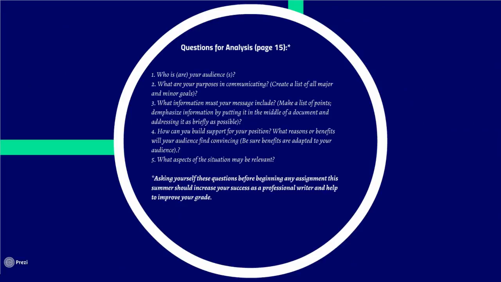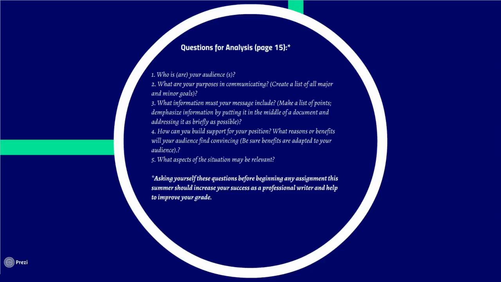So one of the most important parts in this first chapter are the questions for analysis on page 15. Asking yourself these questions before beginning any assignment in this course should increase your success as a professional writer. So you want to keep these questions sort of on hand as you work through the course, and anytime I ask you to produce an assignment, you want to try to think about these things. So first you're asking yourself, who's your audience? Second, what is your purpose in communicating?